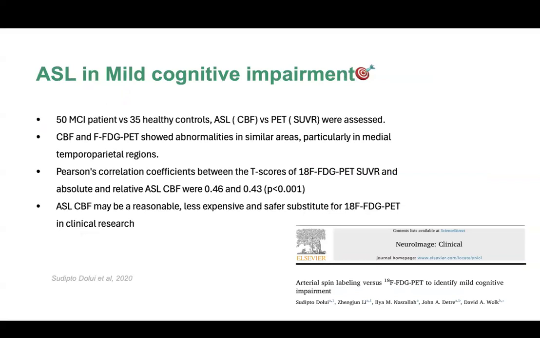And ASL in mild cognitive impairment. This was a study conducted in 2020, which compared 50 MCI patients with 35 healthy controls, in which ASL was compared with PET. It was found that the abnormalities were similar in both images, particularly in the medial temporoparietal regions, and the Pearson correlation coefficient comparing both values was very significant. ASL is a reasonable, less expensive and safer substitute for PET scan.